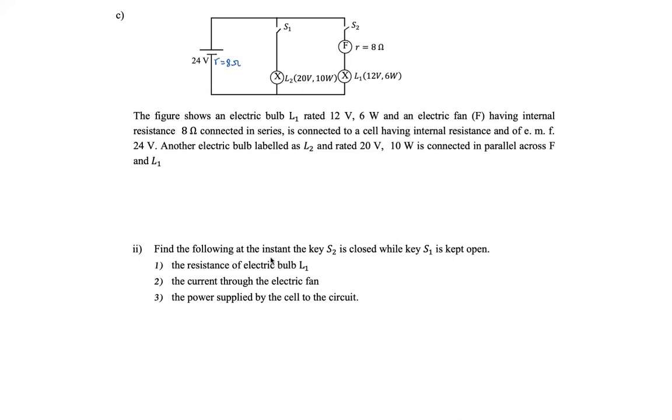Find the following at the instant the key S2 is closed while S1 is kept open. Now S2 is closed, so the diagram changes slightly. This is the scenario we have to focus on now. If there's a current coming out of the battery, the entire current, I'll take it as I2. The entire current is going to flow through the outer path. There's going to be no current through L2. So L2 will not work, because that circuit is disconnected.